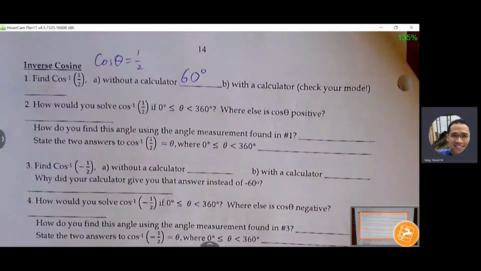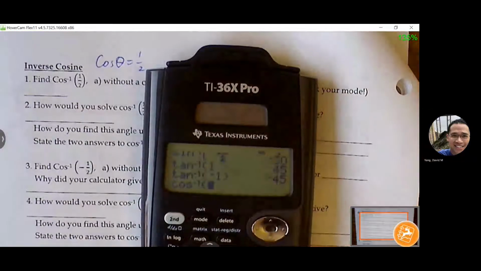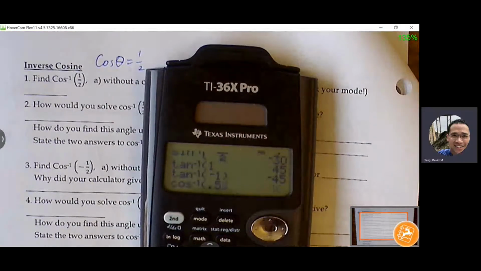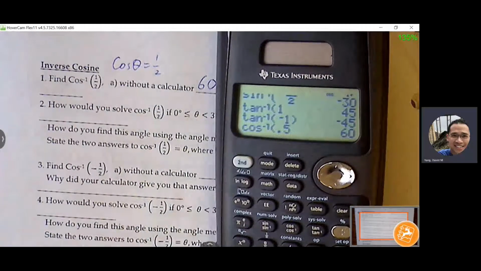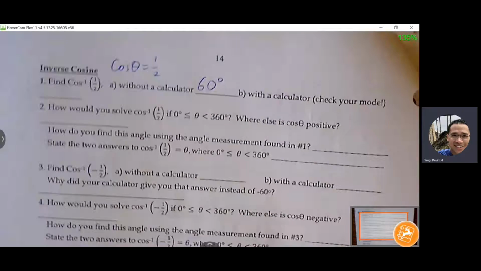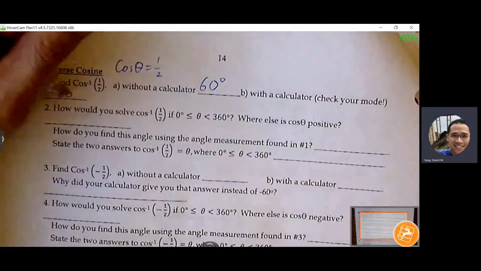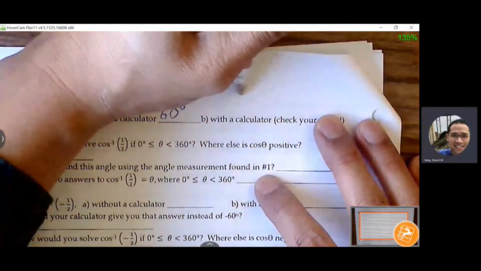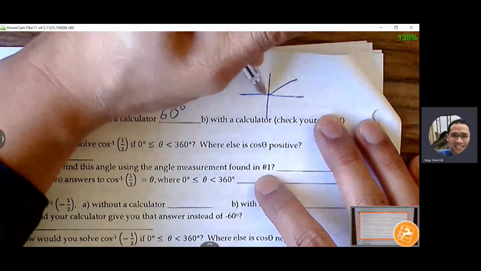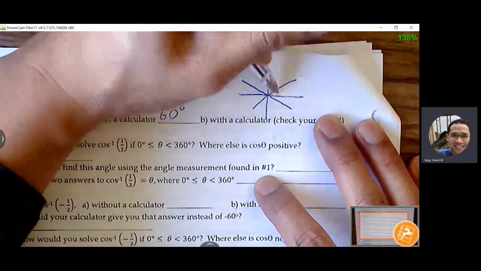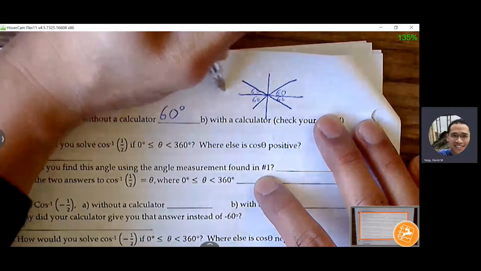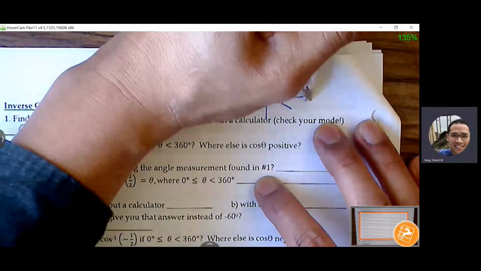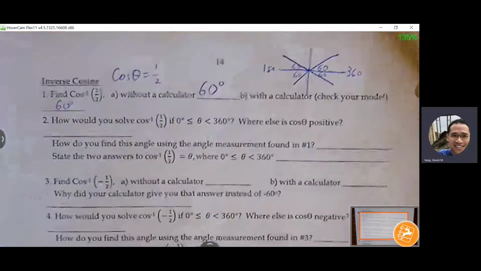So double check that with our calculator. I did 0.5 instead of 1/2, but same thing, 60 degrees. So once you know that reference angle, then you know everything that you need is going to be coming from this diagram. Either add or subtract 60 from 180 or 360, and everything you need is right there.